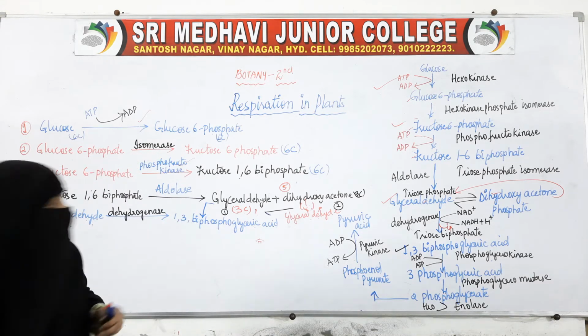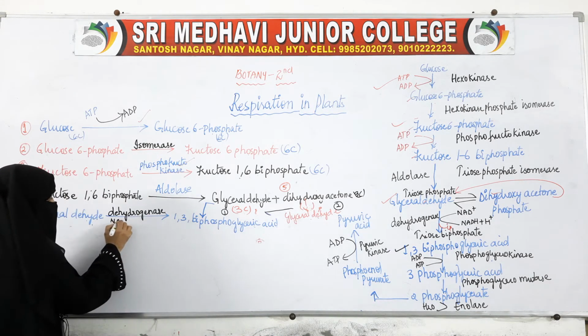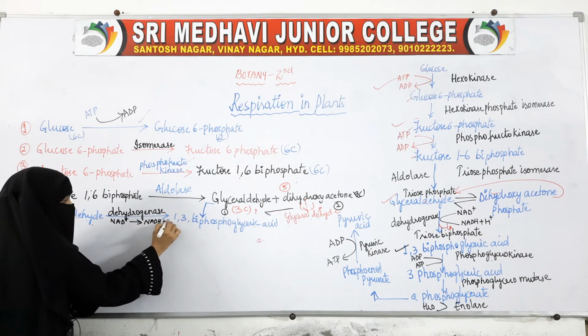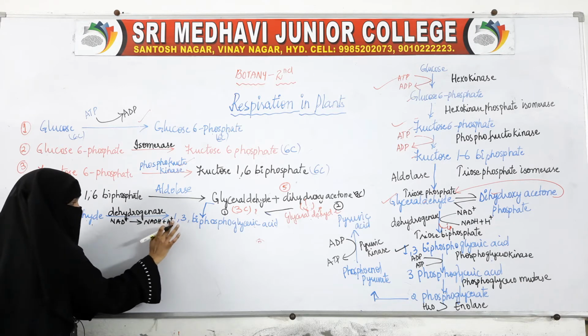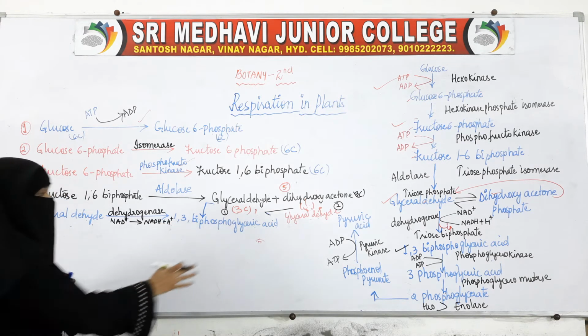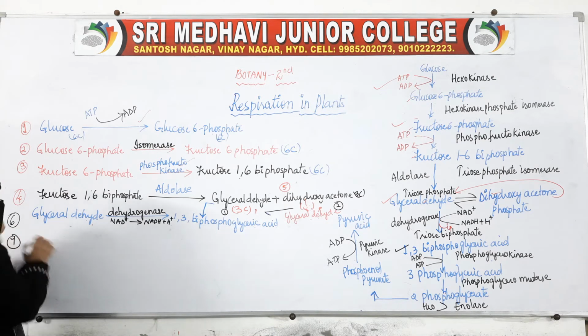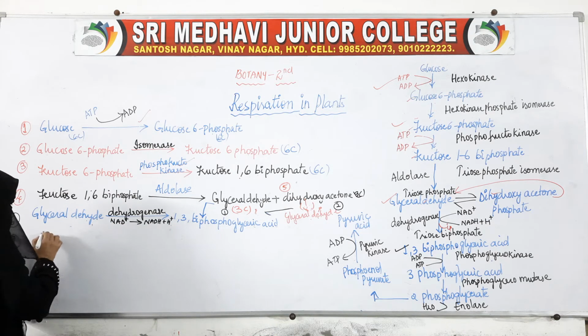So, I will write here NAD plus has been reduced to NADH plus H plus. Okay. So, this was the sixth reaction. Now, coming to the seventh reaction. What is happening in the seventh reaction?